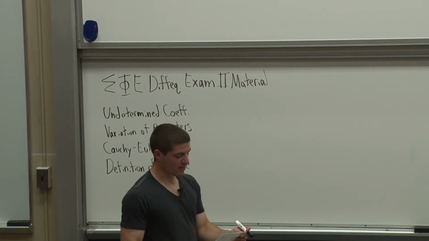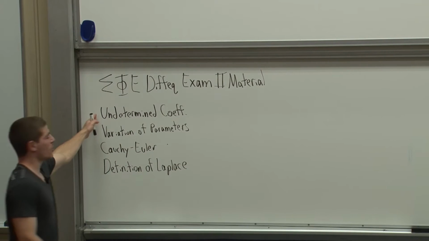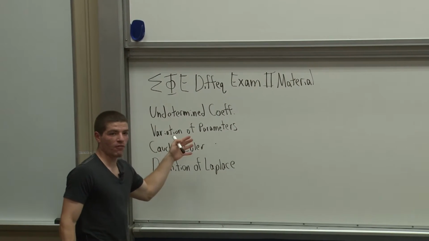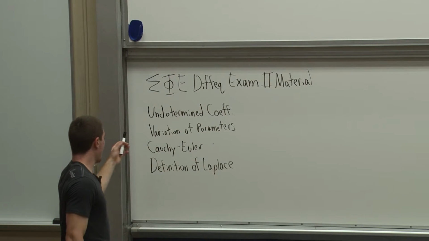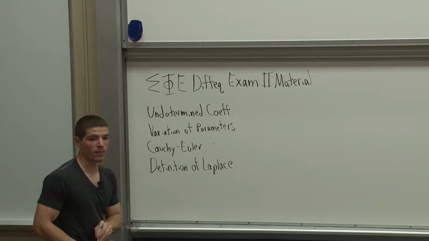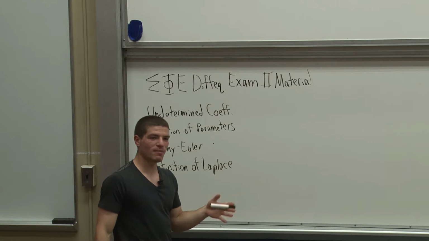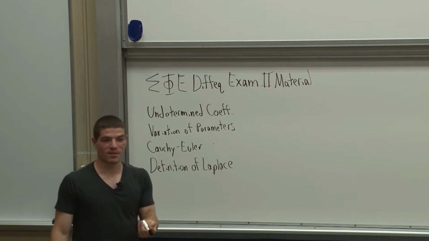So what we're going to cover is undetermined coefficients, variation of parameters, the Cauchy-Euler method of solving homogeneous equations, and the definition of the Laplace transform. Now, the inverse and everything was covered in the third exam review. And I was thinking about adding another review, but I don't think there's going to be enough time.